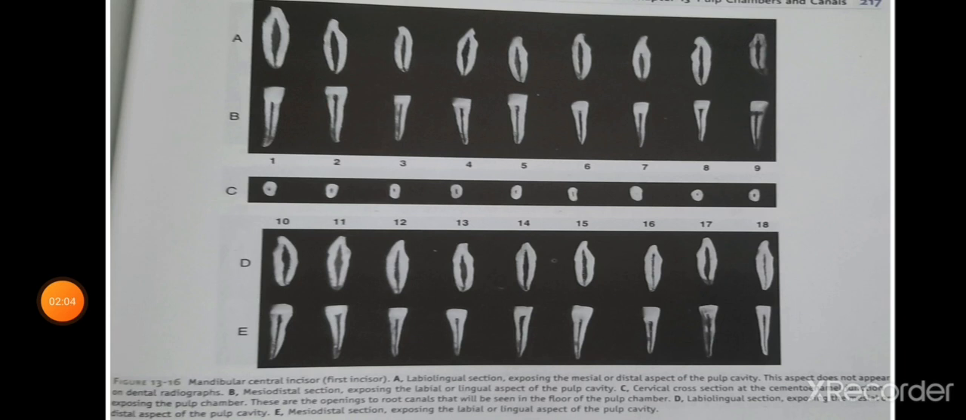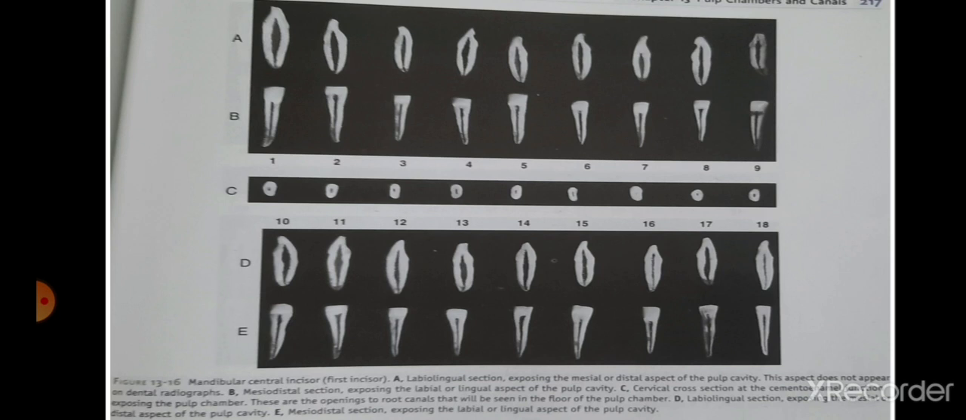The pulp canal may taper gently to the apex. You can see this in figure 13.16, A2, 3 and 7, D10, 11, 14, 16 and 18, or narrow abruptly in the apical 3 to 4 mm of the root. You can see this in figure 13.16, A1, 4, 5, 6 and 8, D12, 13, 15 and 17.